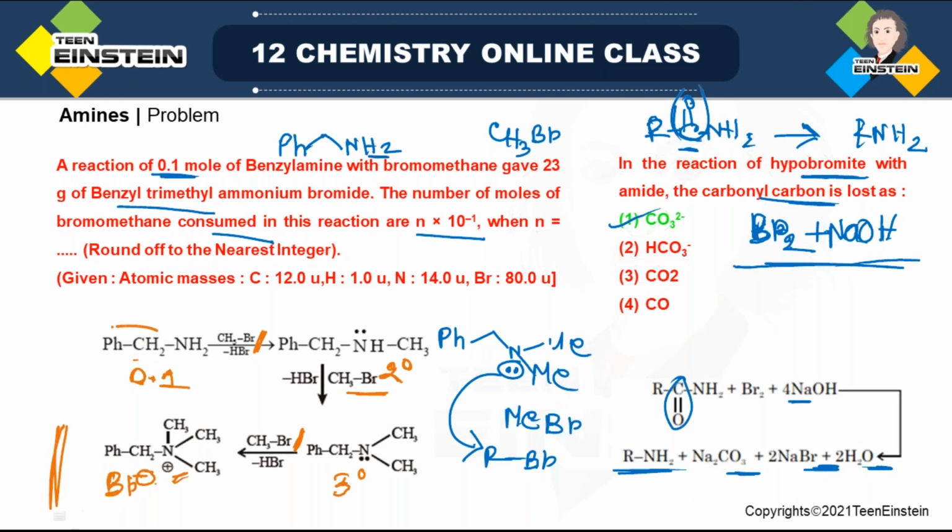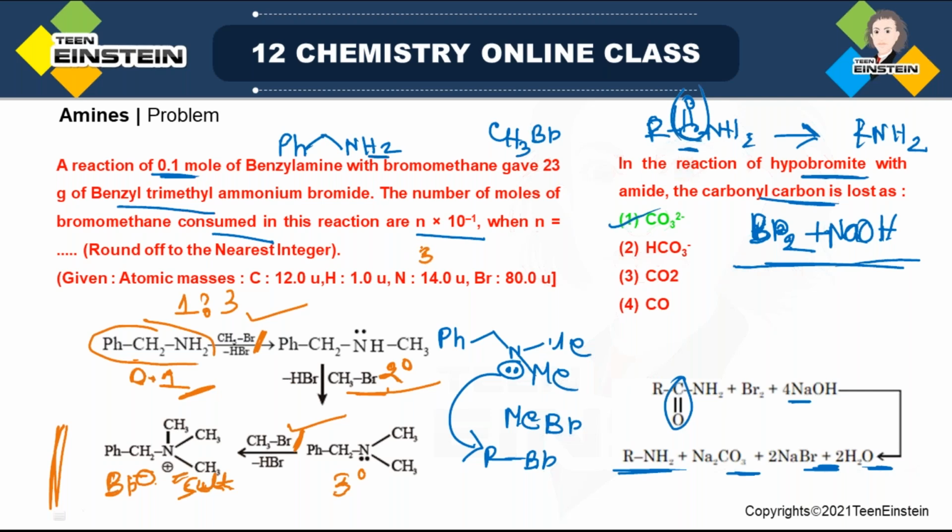So per mole of PaCH2NH2, you are using 1, 2, 3, total 3 moles. So it is 1:3, the ratio of amine and alkyl halide. Finally, you are getting some salt and the reaction is stopped. Further reaction is not possible. So if it is 0.1, the final product will be 0.3, but you have to express it in terms of n into 10 to the minus 3.